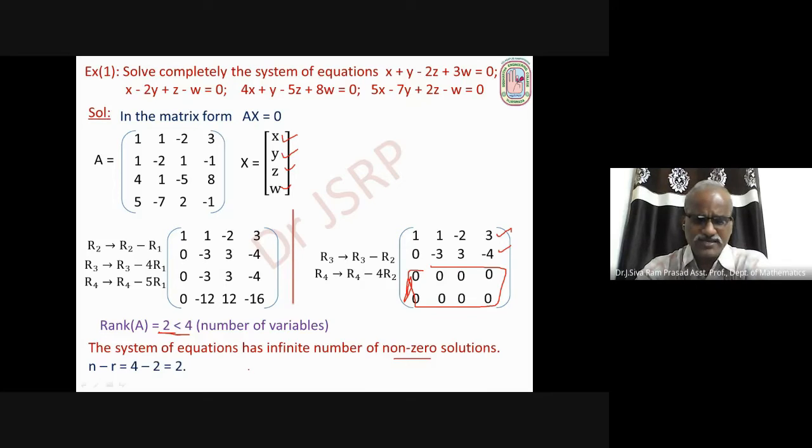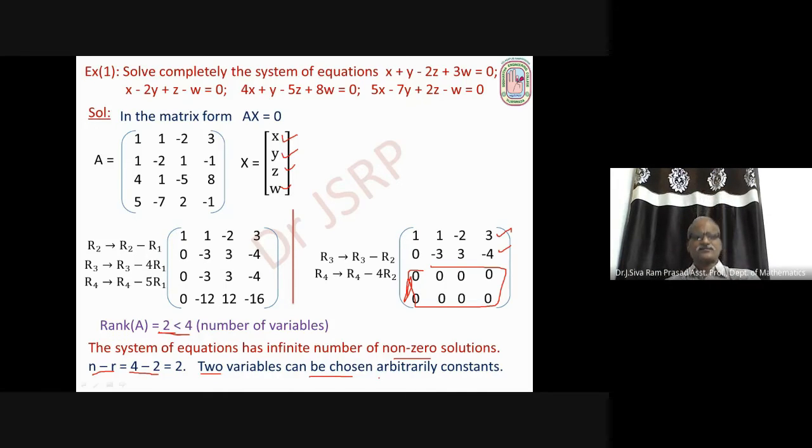Okay, how many variables do we have to choose arbitrarily as constants? That is n minus r, where n is the number of variables, 4, and r is the rank, 2. So 4 minus 2 is 2. Therefore, two variables can be chosen arbitrarily as constants. So out of 4 variables, we can choose 2 variables as arbitrary constants, and we express the remaining 2 variables in terms of these 2 variables.